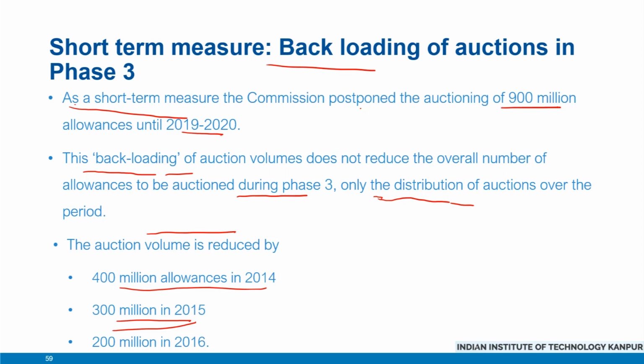It was anticipated early in phase 3 that there would be excess supply because of certain legacy issues, such as the economic crisis of 2008 and lower economic activity, lower demand of allowances. Because of all those issues, it was expected there would be excess supply, and to manage this anticipated excess supply, backloading was proposed as a short-term measure.